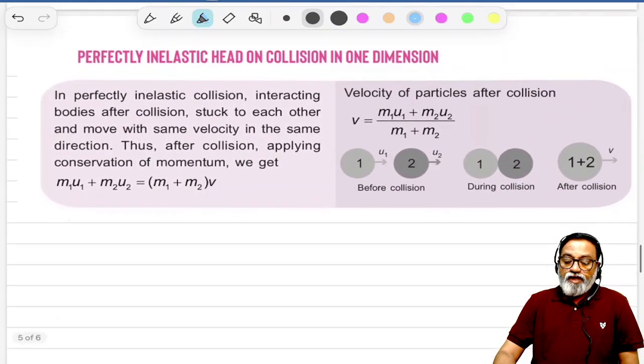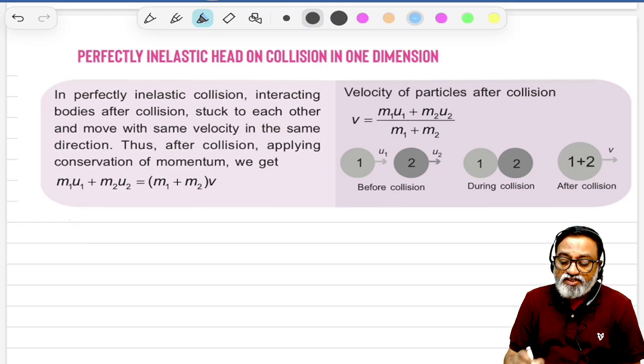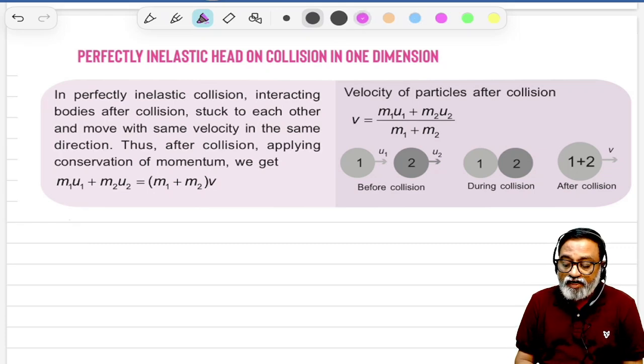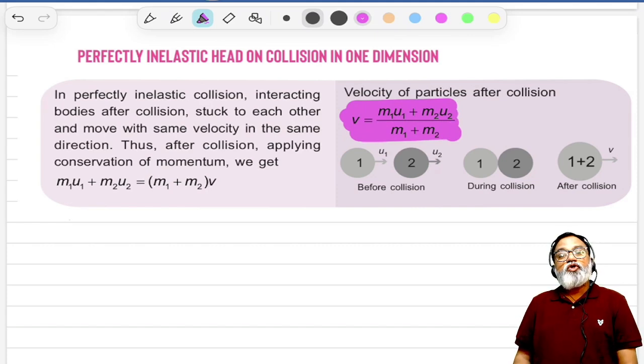Next one, perfectly inelastic collision. After collision, both the bodies move with a common velocity. That common velocity formula is very important. V common is equal to (m1 u1 plus m2 u2) by (m1 plus m2). This is the first part of collision. Very important. Only formulas. Okay, these are the formulas.